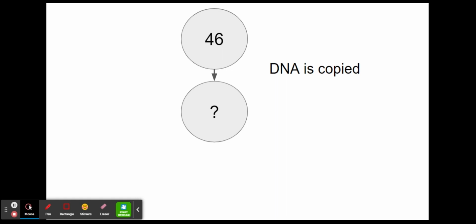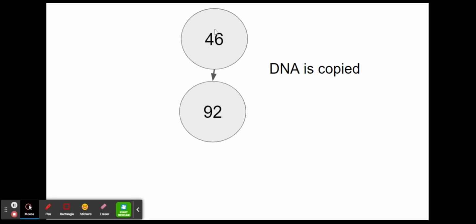Now remember, before we can divide, our DNA gets copied. So if we copy all these chromosomes and we had 46 to start with, how many are we going to have after we copy them? We're going to have 92. So you can draw another cell.